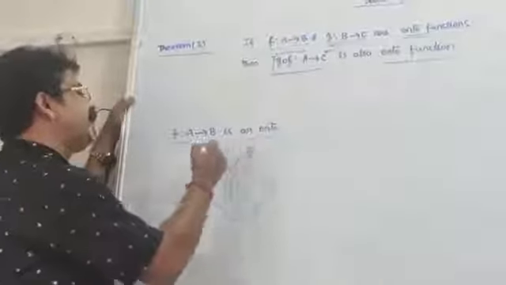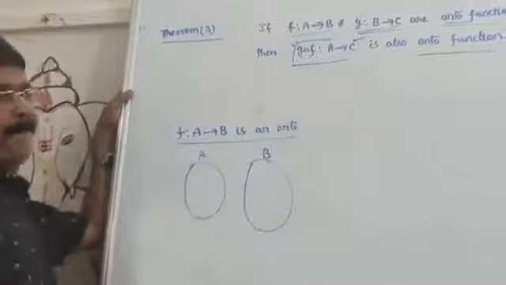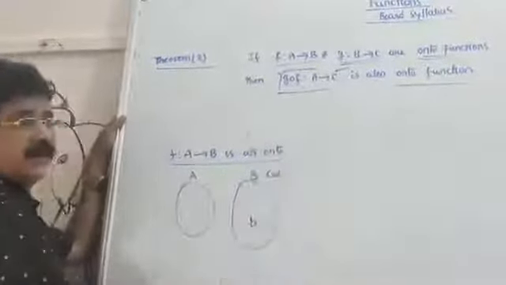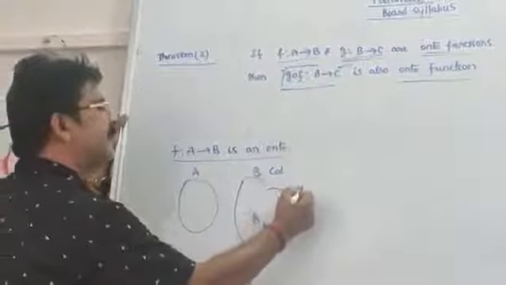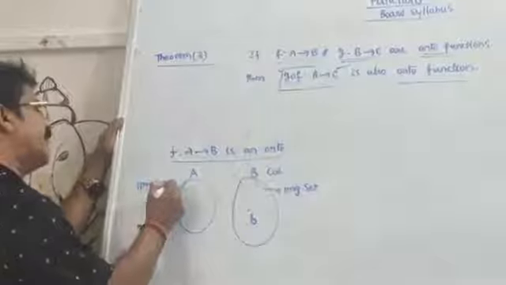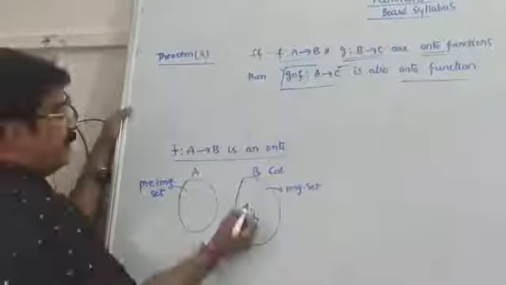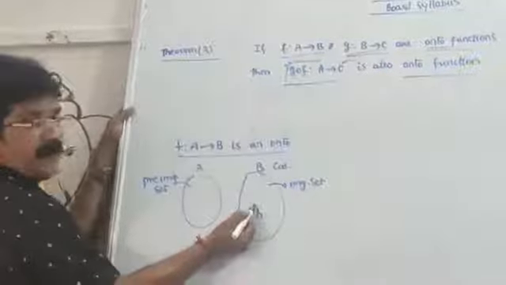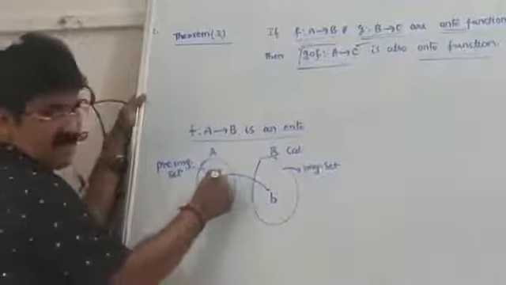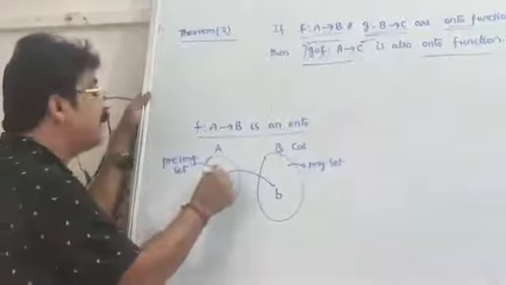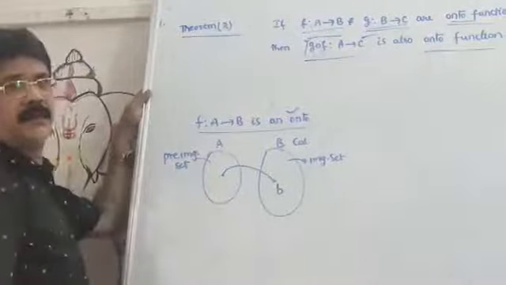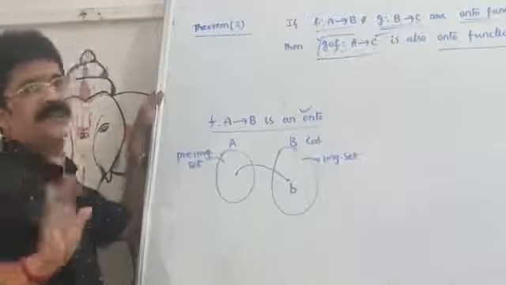This is capital B, this is capital A. One image is appearing in the codomain. This is the codomain, or image set. This is the image set, and there will be a pre-image set. If one image, one object or one element is here, definitely its pre-image will be here. At least one pre-image will be here. Then only it is an onto function. Otherwise it is not an onto function.